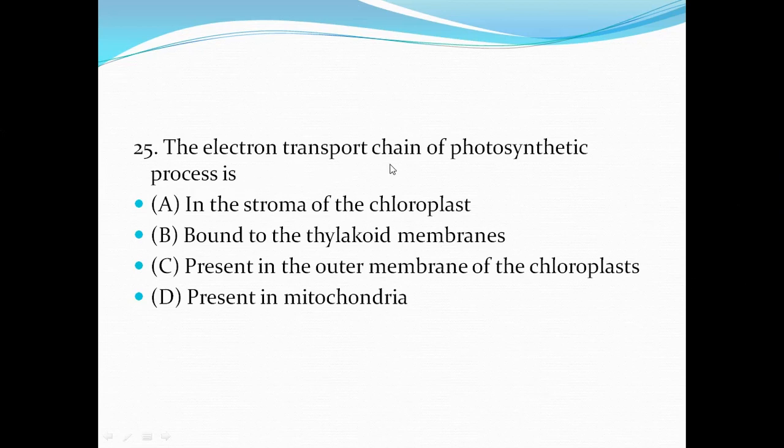The electron transport chain of photosynthetic process. I think this question is repeated here. The electron transport chain of photosynthetic process occurs in the thylakoid membranes. So it is bound to the thylakoid membranes.